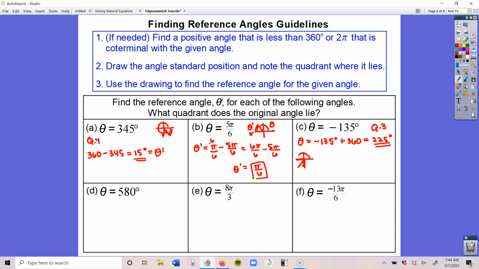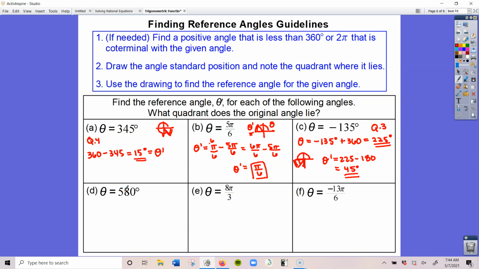That means to find the reference angle, it is this angle down here. To figure out that angle, the one that's closest is 180, but 225 is more. So I would need to subtract 225 minus 180, which would give me 45 degrees. And this would be my reference angle.